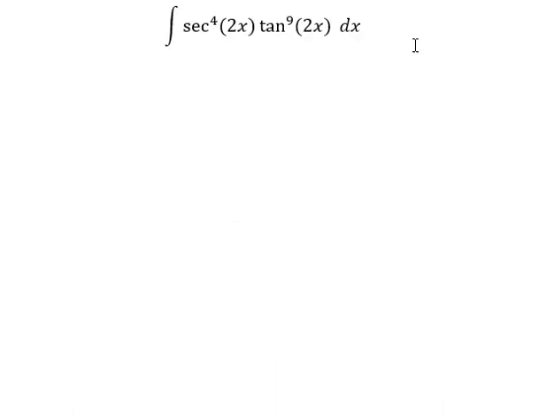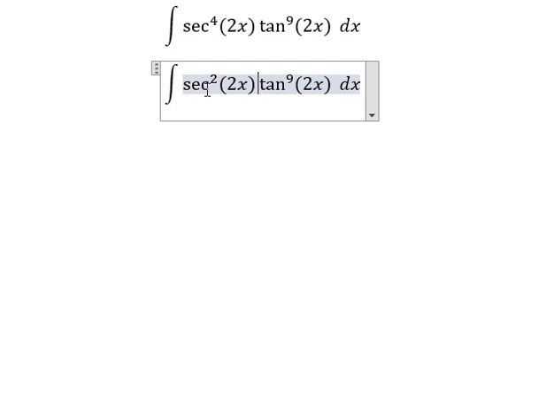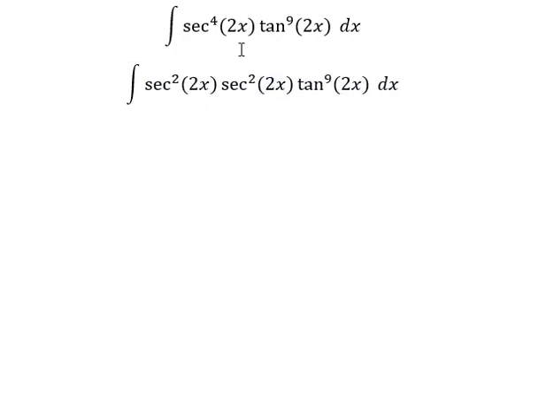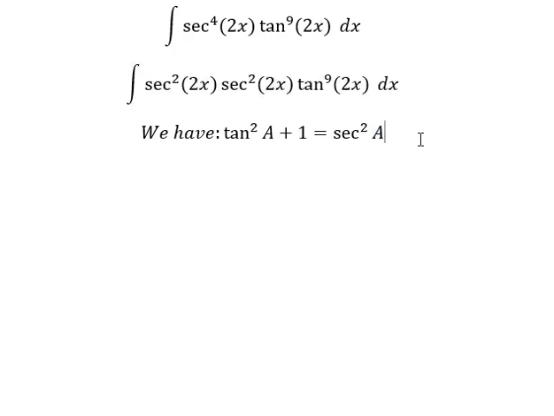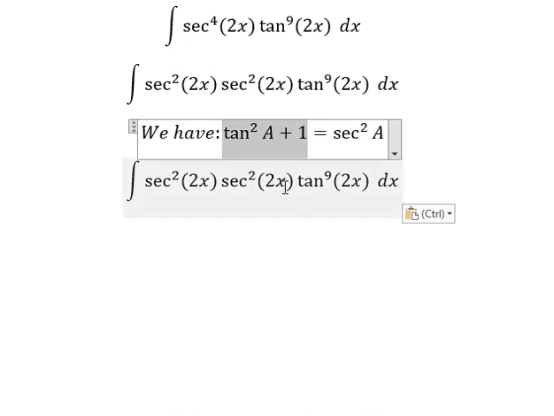Now let's go to the next one. This one, we can put secant of 2x squared and secant of 2x squared. So we have the formula in here. So we need to transform this one into this one.